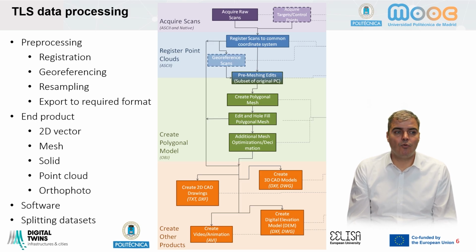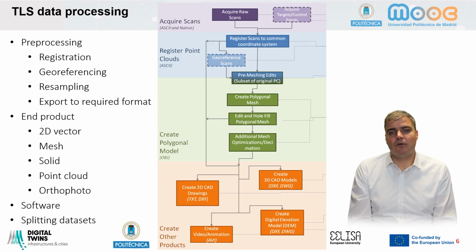We are deriving 2D vector data. We can derive surface models like mesh data, or solids like bodies of the object geometry, or we can use the point cloud itself, or we can derive orthophotos if we are capturing images at the same time. We need to use multiple software packages, and in many cases we need to split the data sets and work with only part of them, because this is about big data.